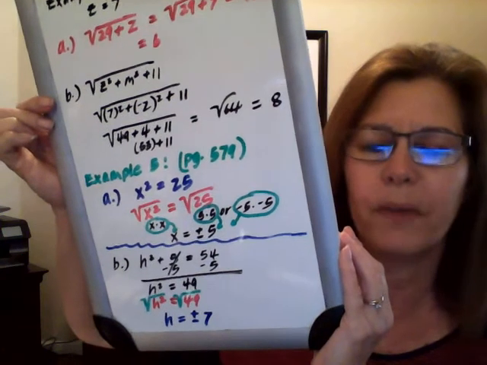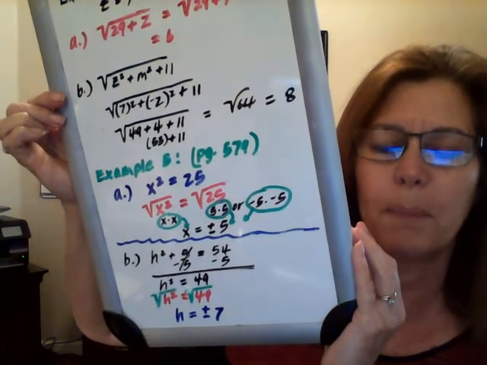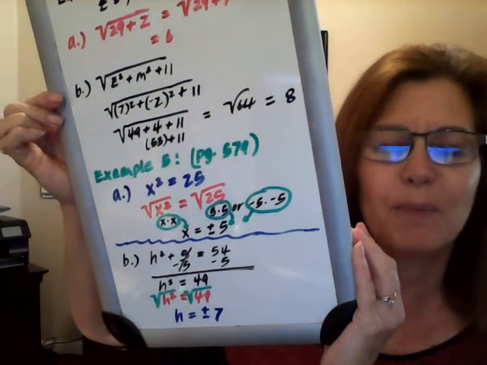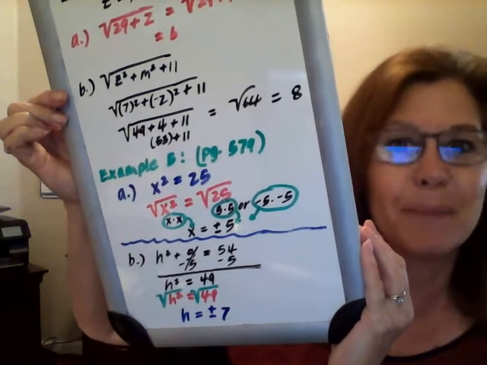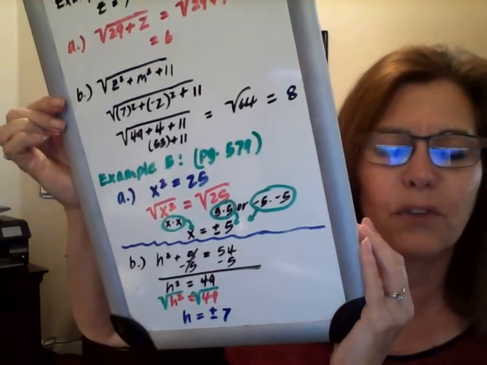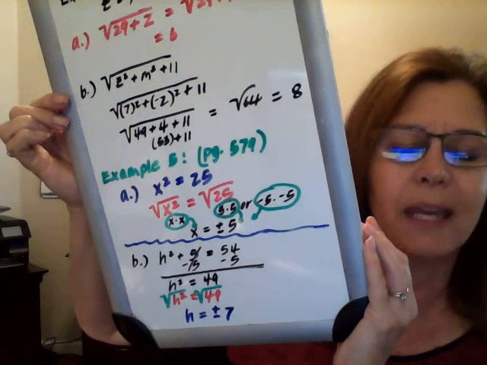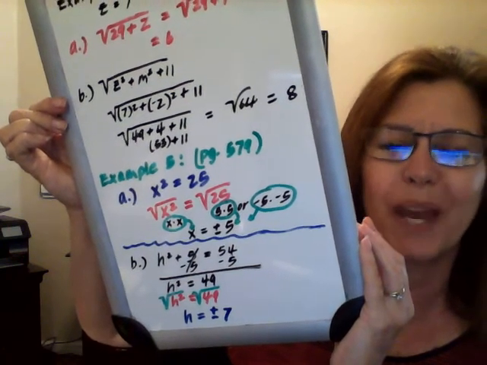Remember, that would give us 2 h's under the square root, so when I have a pair, I pull one h out. And remember, 7 times 7 is 49, but also negative 7 times negative 7 is also 49. So that final answer for B is h equals positive and negative 7. We call that plus or minus 7 because it has two answers.